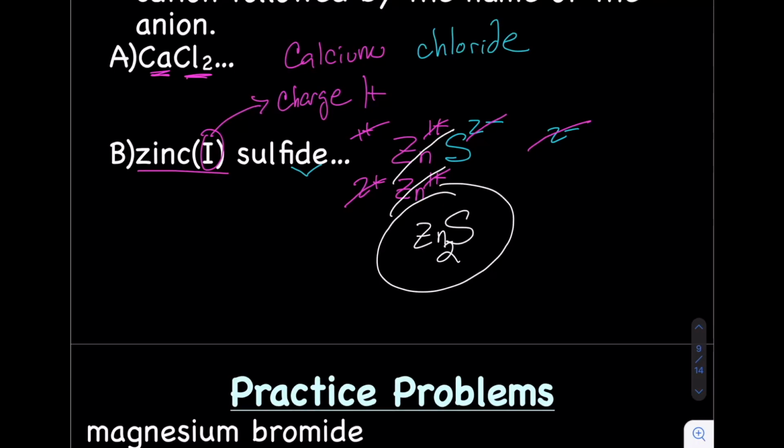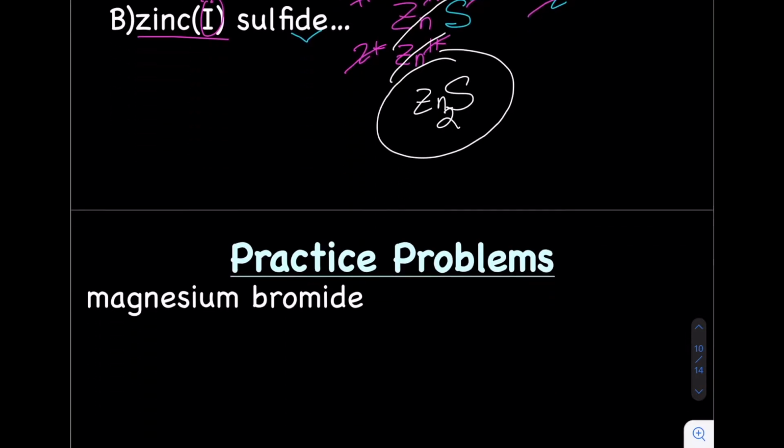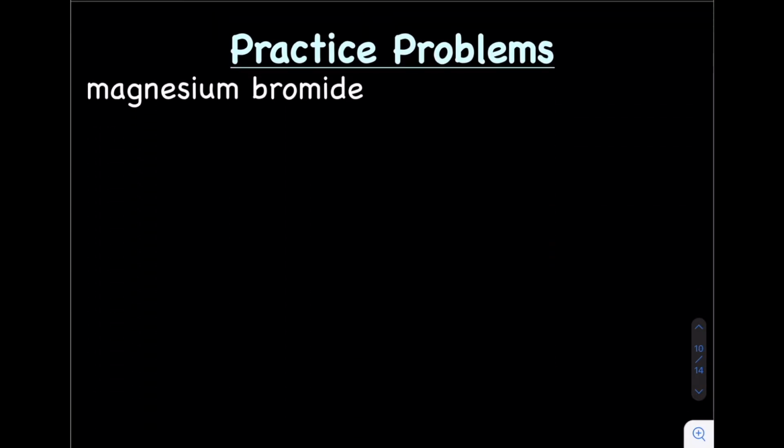All right, let's try just a couple more practice problems, make sure we're comfortable with this. So we have magnesium bromide. Since I gave you the name, we must be looking for the formula. All right, so we need to look up magnesium.